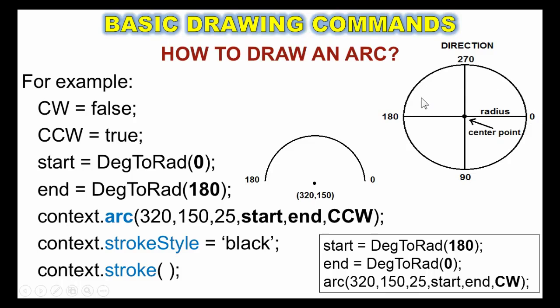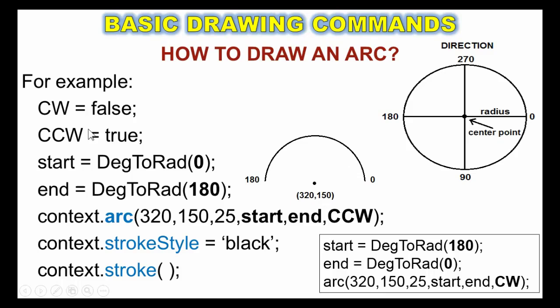Also, we can draw a semicircle. We start at 180 degrees and end at 0 degrees, but the direction now is clockwise. Let us look at this example. I wanted to draw a semicircle that looks like this.